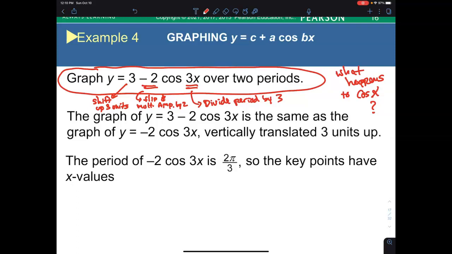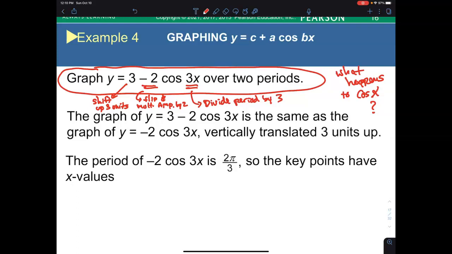So in this case, these three things are going to happen. Divide the period by 3, which makes the period smaller and causes the bumps to happen 3 times as quickly. We're going to flip the function because we're multiplying by a negative, so the bumps that were at the top now flip down to the bottom. We're also going to double the amplitude, so instead of a range from negative 1 to positive 1, it would go from negative 2 to positive 2. Then we're going to take that range and slide everything up by 3 units.